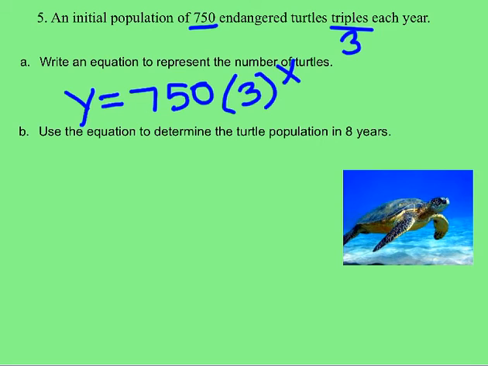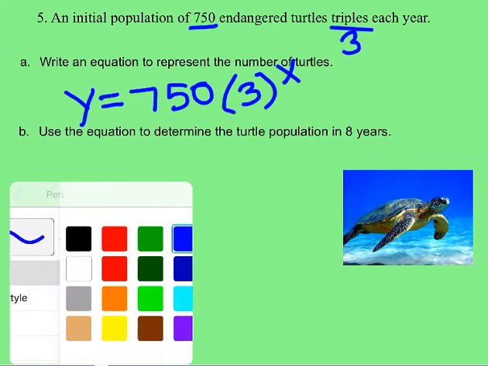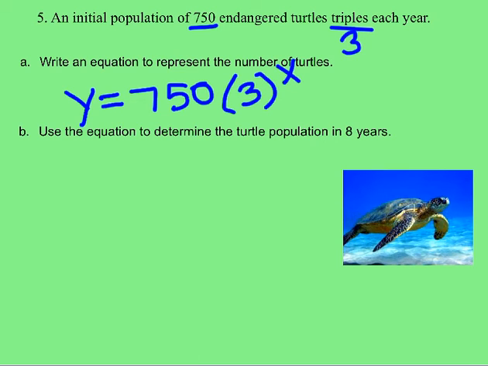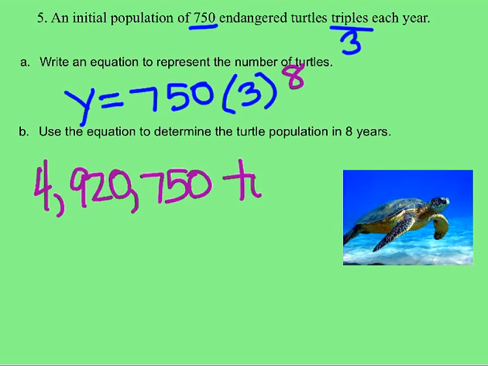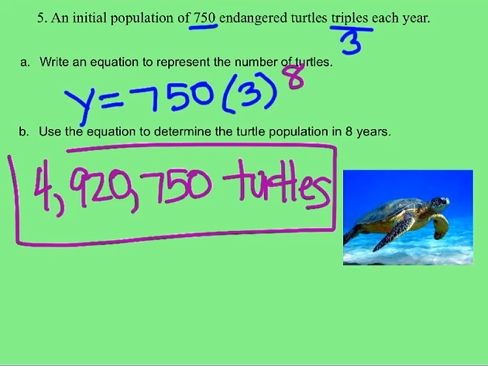So now I want to determine the population after 8 years. So for this part B, I'm going to take out the x and I'm going to put in 8 years. So I'm going to have 750 times 3 to the 8th power. So that's going to give me 4,920,750 turtles. That makes me happy because turtles are pretty and I like them. All right, so that's your final answer for part B, and that concludes your exponential growth video. Thanks for listening.